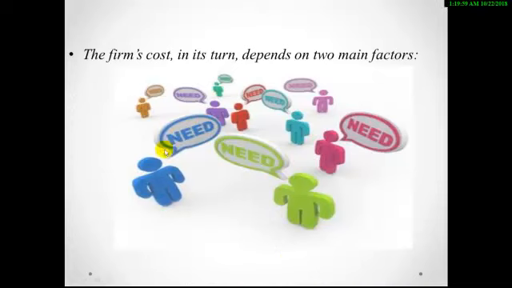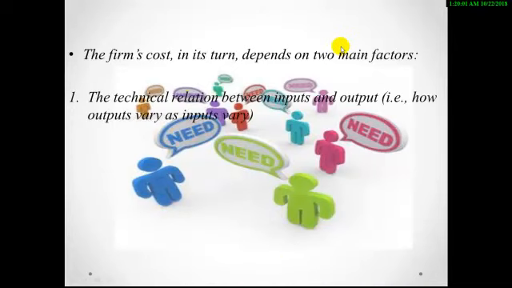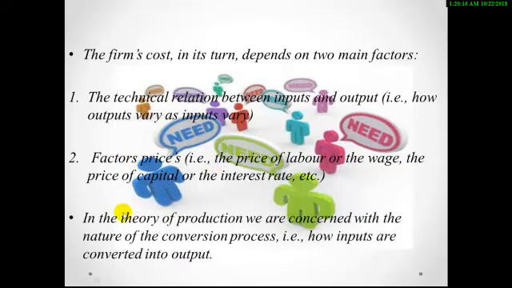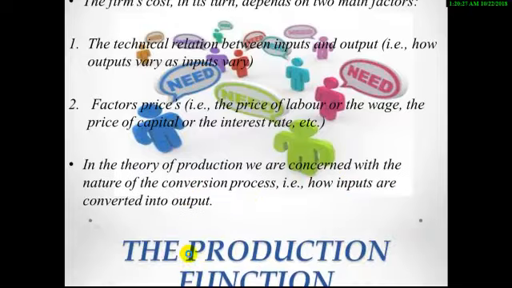The firm's cost in its turn depends on two main factors. First, the technical relation between inputs and outputs, that is, how outputs vary as inputs vary. Second, factor prices, that is the price of labor or the wage. So therefore we can say that in the theory of production we are concerned with the nature of the conversion process, that is how inputs are converted into output.